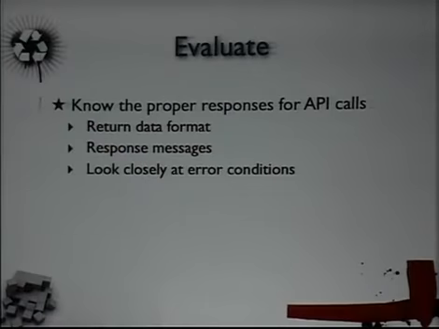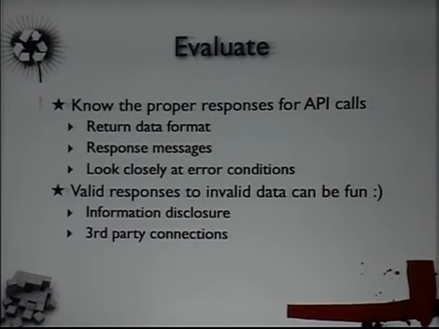So now we're up to the evaluate portion. We went through and thought about how to violate these APIs. What is it expected to return to you? Does it give you an error? What does the error say? What is the return data format? What are the response messages? What do they look like? Look closely at error conditions. Invalid responses to invalid data can be really fun, right?